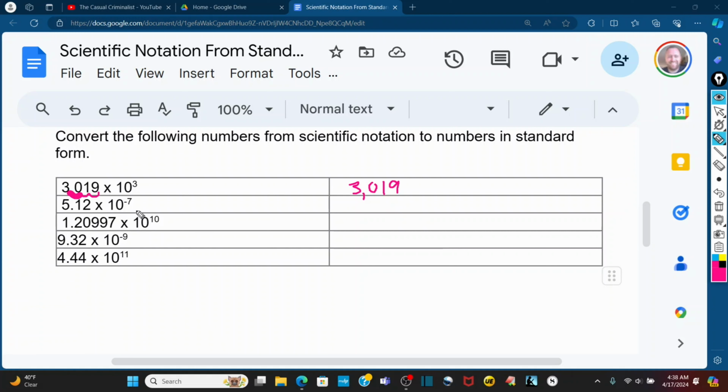All right. So this next one, we're multiplying by 10 to the negative 7. That means we're going to move the decimal place 7 to the left when we multiply this out. And I might get a little low on room. So, if I start here, 5.12, I'm just going to write this at the bottom. We're going to move 7 to the left, and we're going to add zeros as we go. So we're going to go 1, 2, 3, 4, 5, 6, 7. Add our zeros.